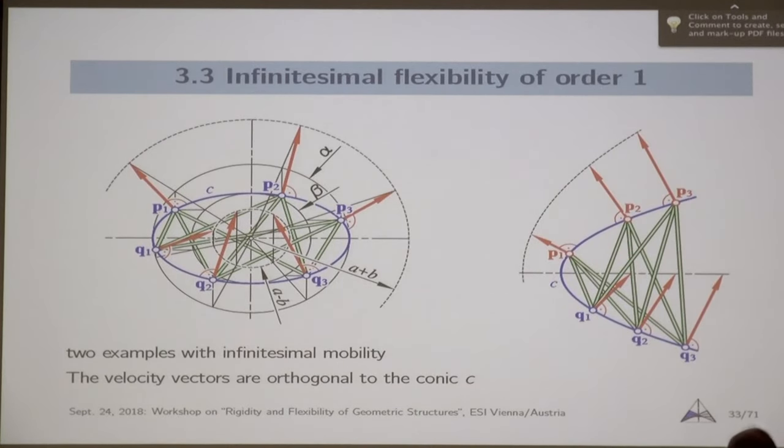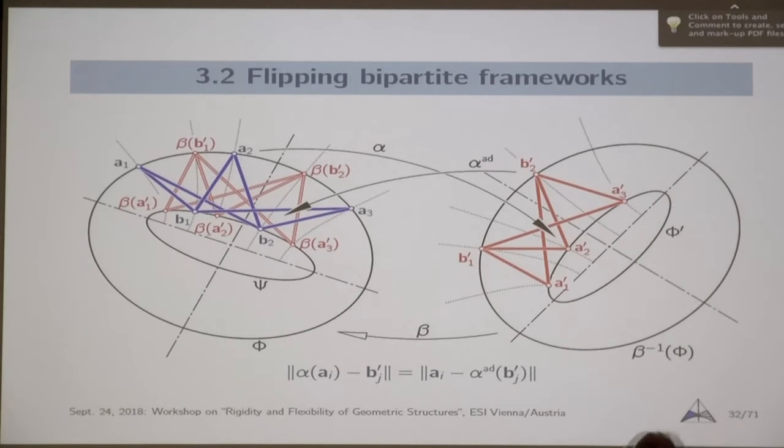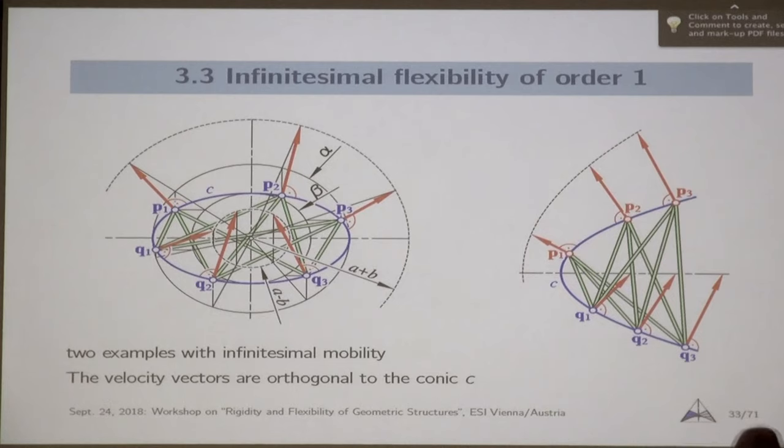If we think of the fact that this point goes outside and the other goes inside, and we think of the orthogonality here, we can imagine if the two confocal conics come closer, the point moves orthogonally to the conic. And this is in fact true if we think of infinitesimal mobility. In the case when the points are located on the conic, we see that one family of points goes inside with velocity vectors orthogonal to the conic, and the other go outside.